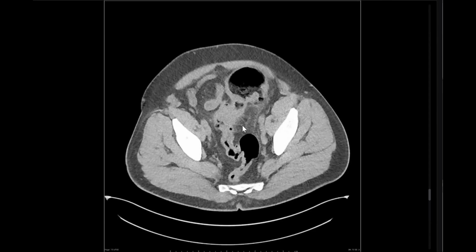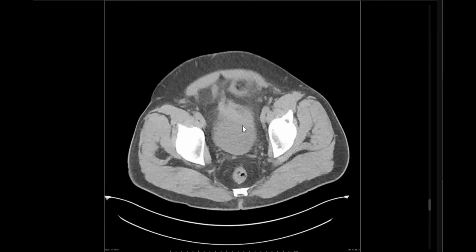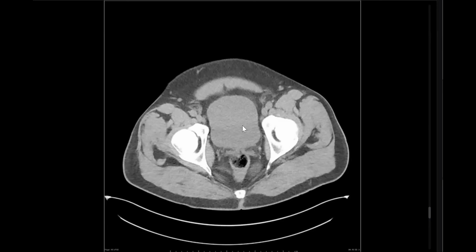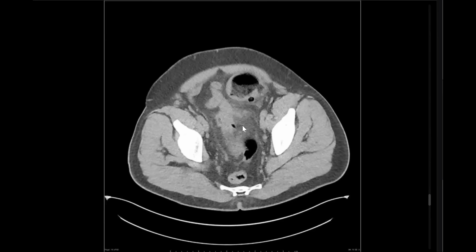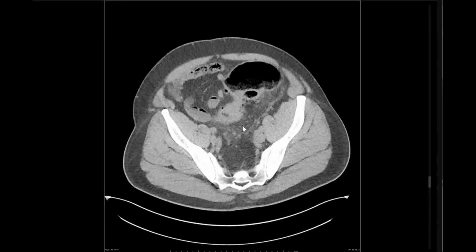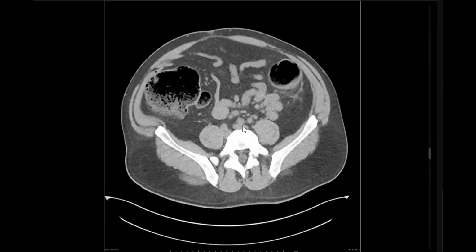What will you do? Complete the comment, then tell me the management. I do not see any surrounding lymph nodes at this area. No significant enlarged lymphadenopathy. Good. I do not see other areas of stricture. So I will go for rectal contrast to check for this.